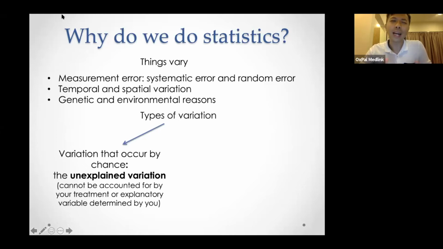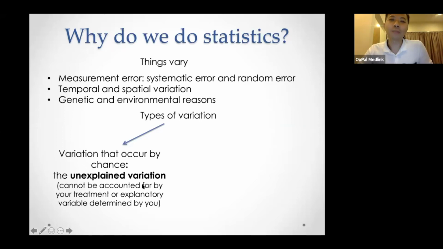This is the one that's unexplained by the things that we did not put in the model. For example, we did not consider gender, we did not consider environmental factors in the statistical model. When we analyze it, that's the unexplained variation. But if we put gender, we try to explain the variation in height. That's an explanatory variable. So gender becomes an explanatory variable if we place that in the statistical model.